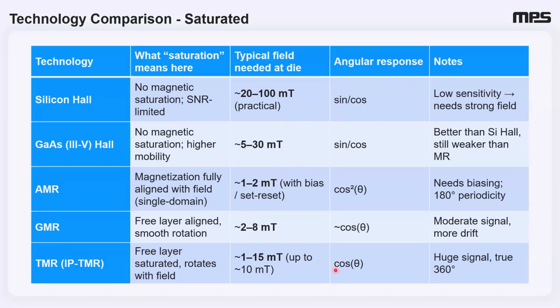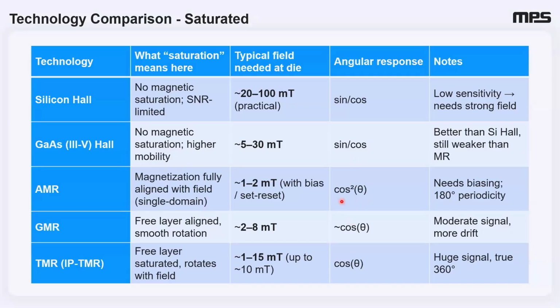This is important. The angular response is important. So for silicon, well, not even silicon, just for Hall in general, you get a sine and a cosine, right? You're going to build two orthogonal Hall cells, and one's going to give you the sine, one's going to give you the cosine. GMR and TMR are basically cosine. AMR has a very specific problem, and that is it's cosine squared. Remember, AMR cares not if the magnetization is in the same direction or opposite direction of the current flow. It's if it's in the same direction or orthogonal.